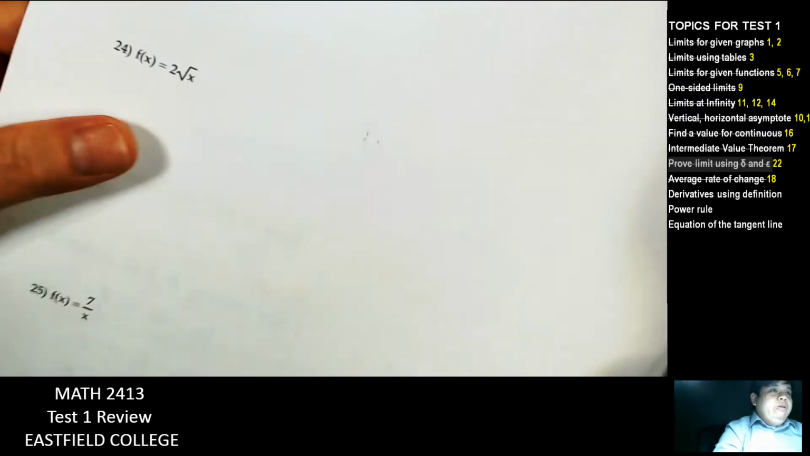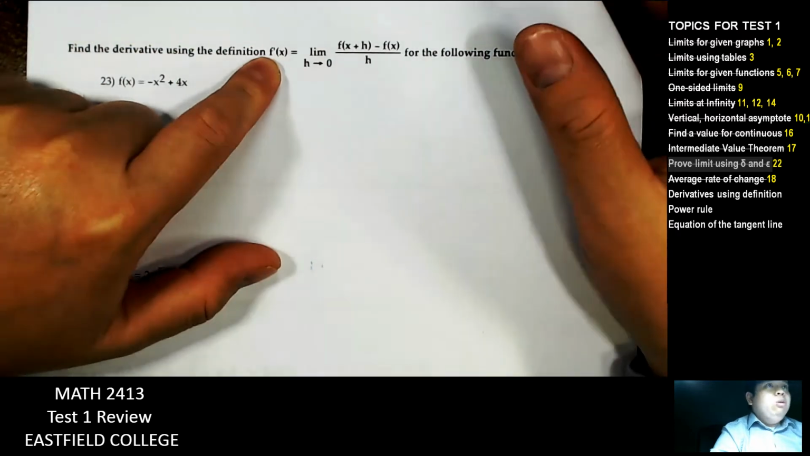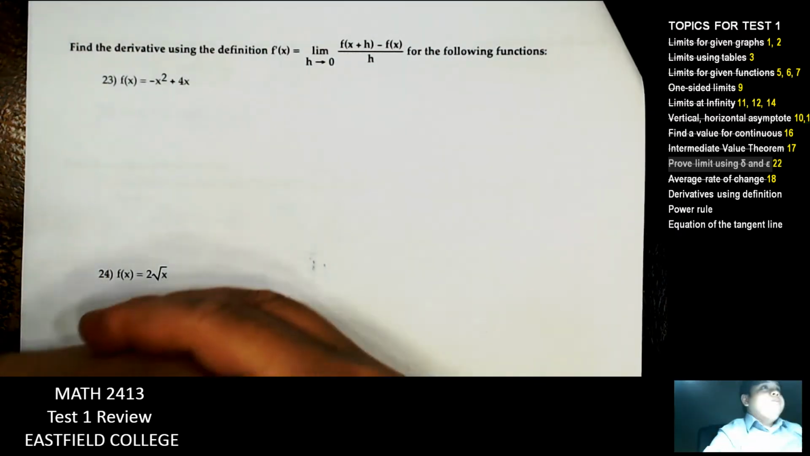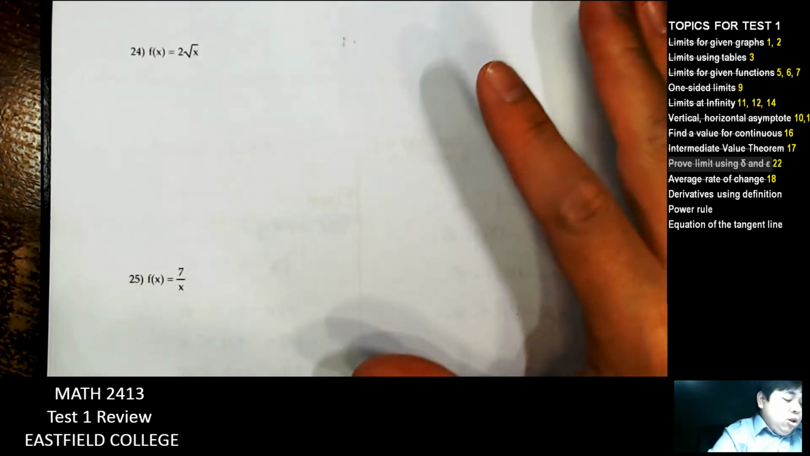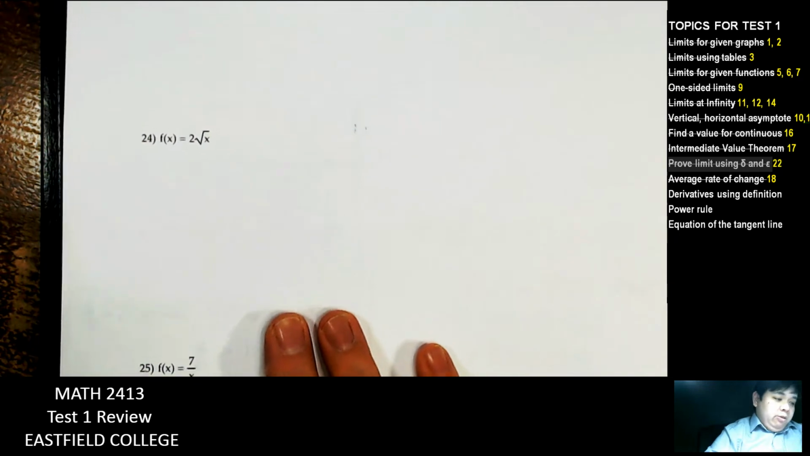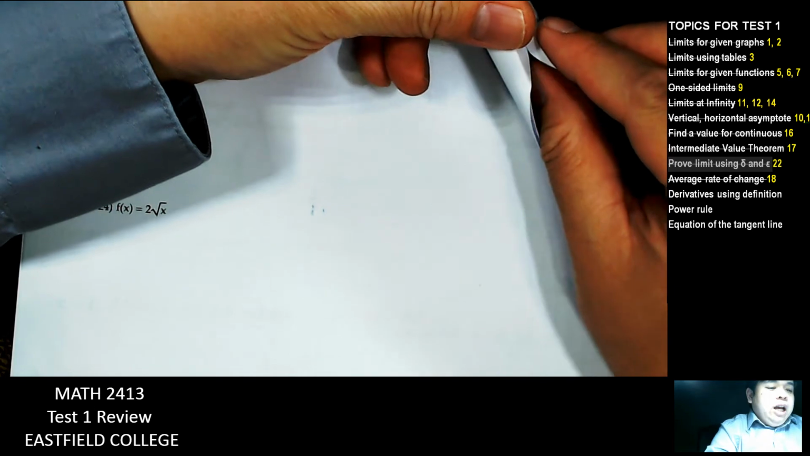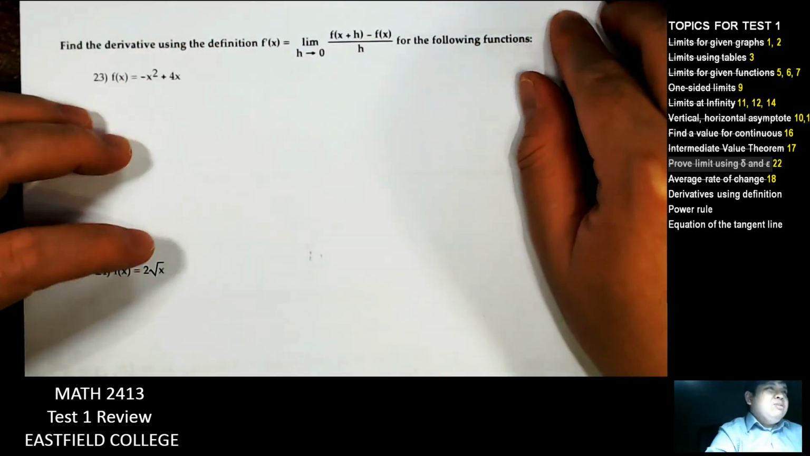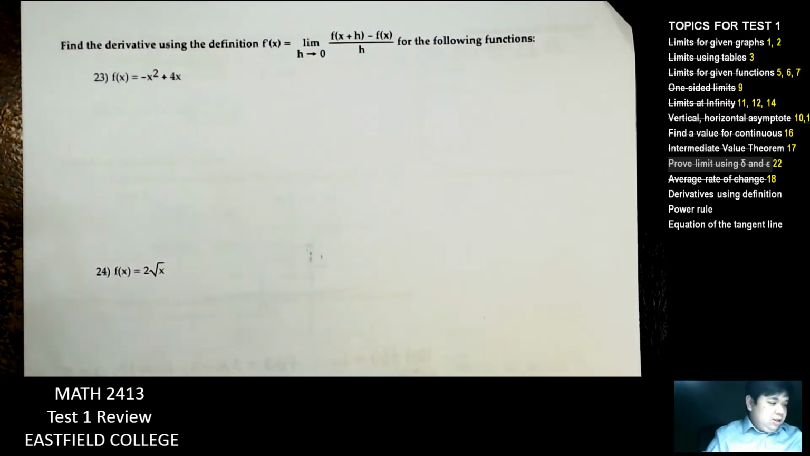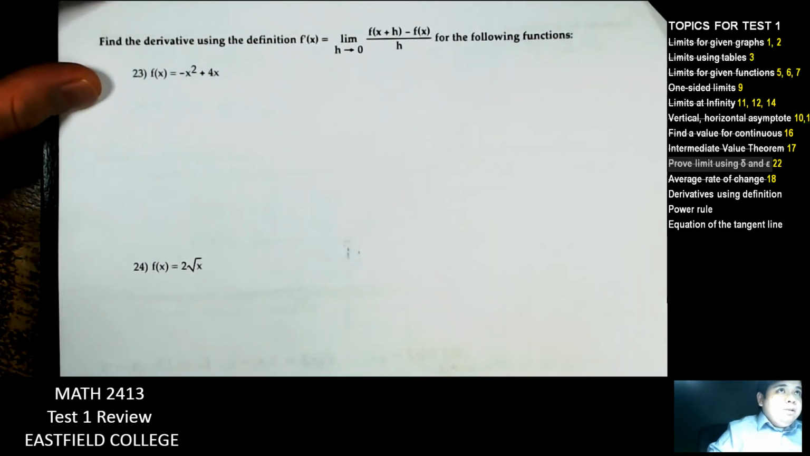Next we have derivative using the definition. So it will look exactly like this. The formula for derivative using the definition is given. Just need to apply that and find the limit. Find the derivative of this function. Right. By the way, if you look at the review for the breakout, it's kind of the same thing as this. Right. So that is the definition of the limit.